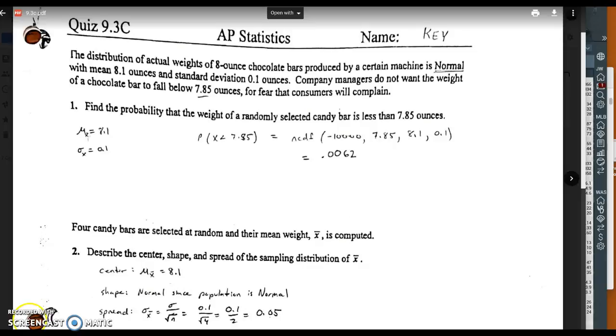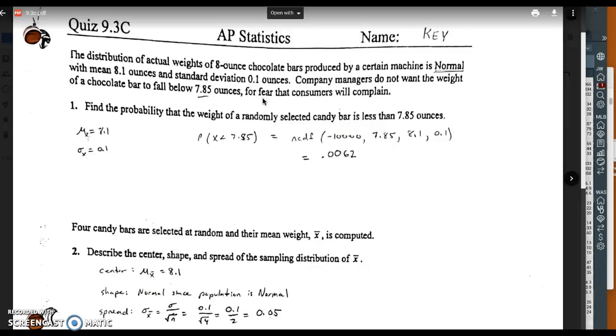The scenario for the first couple questions says the distribution of actual weights of 8-ounce chocolate bars produced by a certain machine is normal. That's key, that the population is normal, with a mean of 8.1 ounces and a standard deviation of 0.1 ounces. Company managers do not want the weight of a chocolate bar to fall below 7.85 ounces for fear that consumers will complain. Question 1. Find the probability that the weight of a randomly selected candy bar is less than 7.85 ounces.